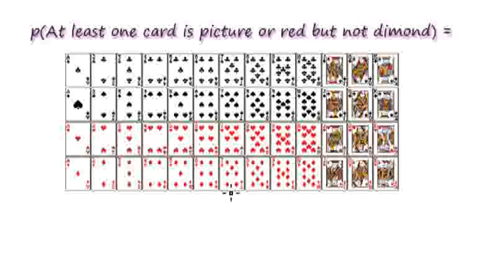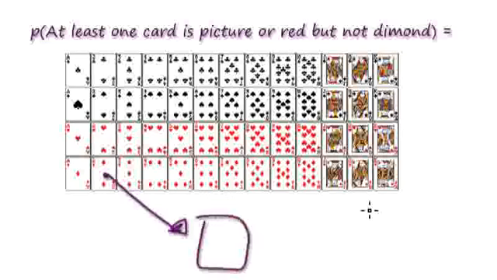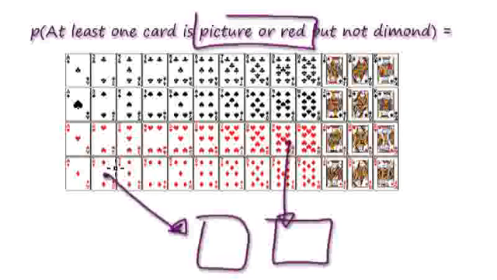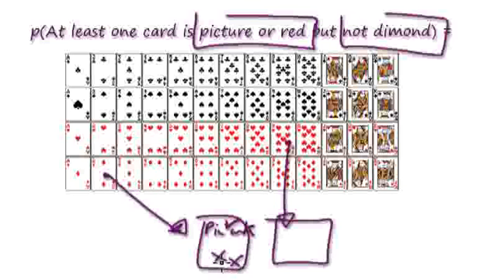Okay, let me give you another example here. Let's say we've picked out this one here. Okay, and then we're going to pick out this one here. Okay, so we require a picture or red. Well, this card here, it's not a picture, but it is a red card. So this bit's good. But then the second part, we don't want it to be a diamond. Well, this here happens to be a diamond. So the second part is no good. So this card is no good.